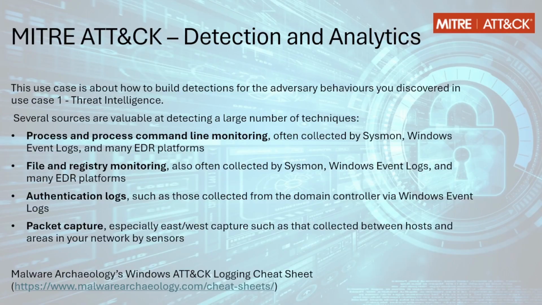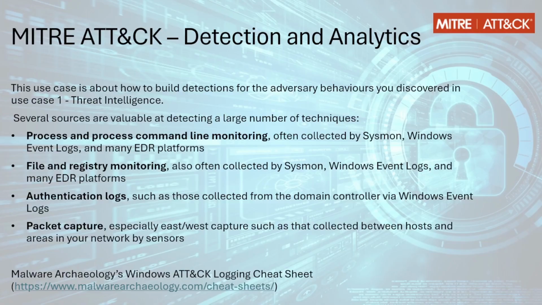Detection and analytics. This use case is about how to build detections for the adversary behaviors you discovered in use case 1, threat intelligence. Building analytics to detect ATT&CK techniques might be different than how you're used to doing detection. Rather than identifying things that are known to be bad and blocking them, ATT&CK-based analytics involves collecting log and event data about the things happening on your systems and using that to identify the suspicious behaviors that are described in ATT&CK. In order to find suspicious behavior, you need to be able to see what's happening on your systems.